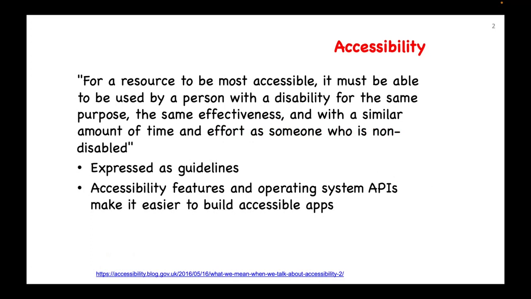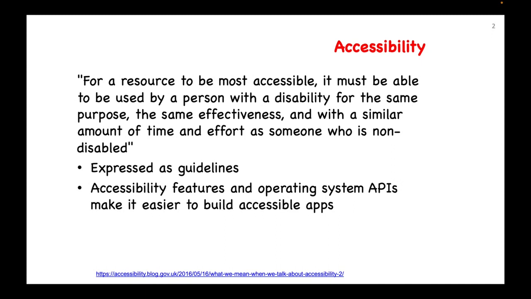First of all, we start from the principles of accessibility. Those of you who've done anything on human-computer interaction will have seen some of this before, so I'll talk about it quite quickly. For a resource to be most accessible, it must be able to be used by a person with a disability for the same purpose, the same effectiveness, and with a similar amount of time and effort as somebody who is non-disabled. It's expressed as a set of guidelines.